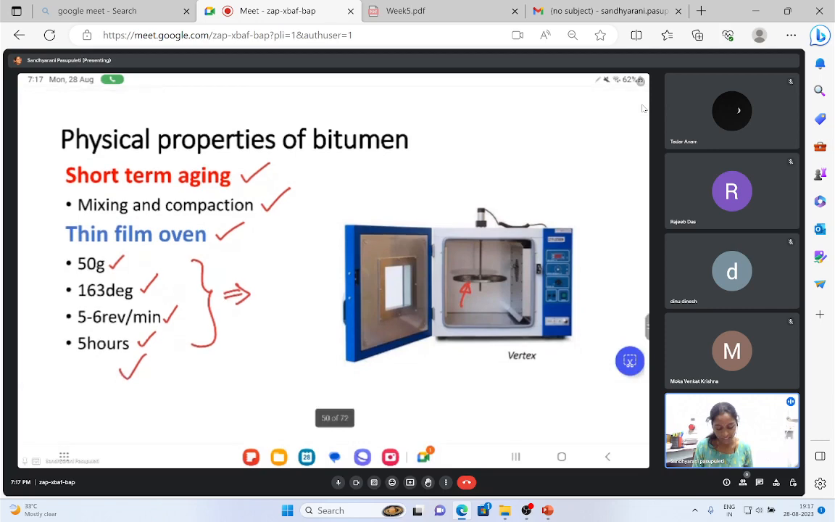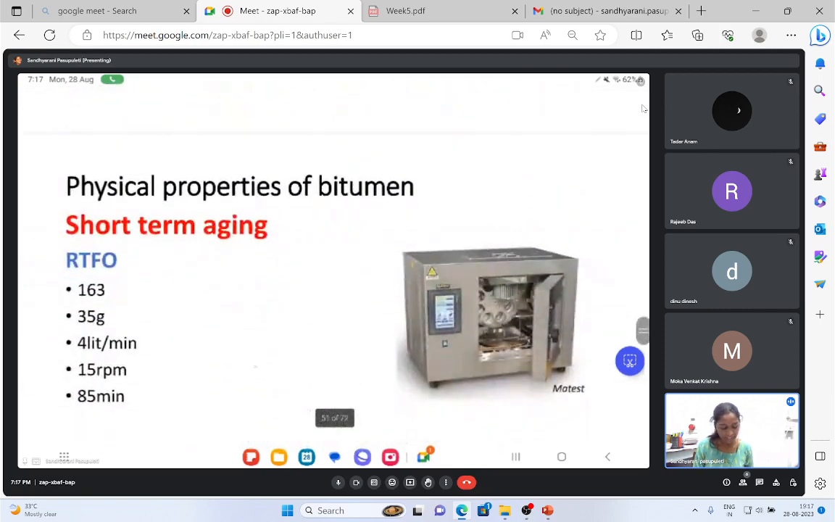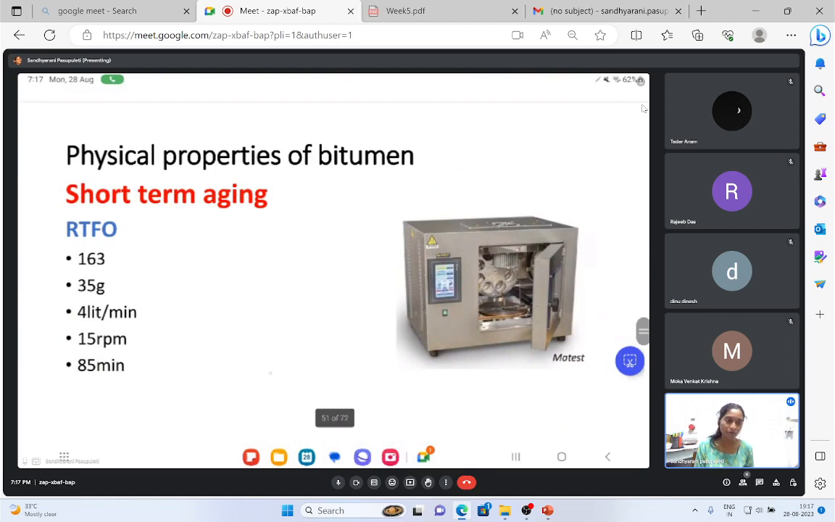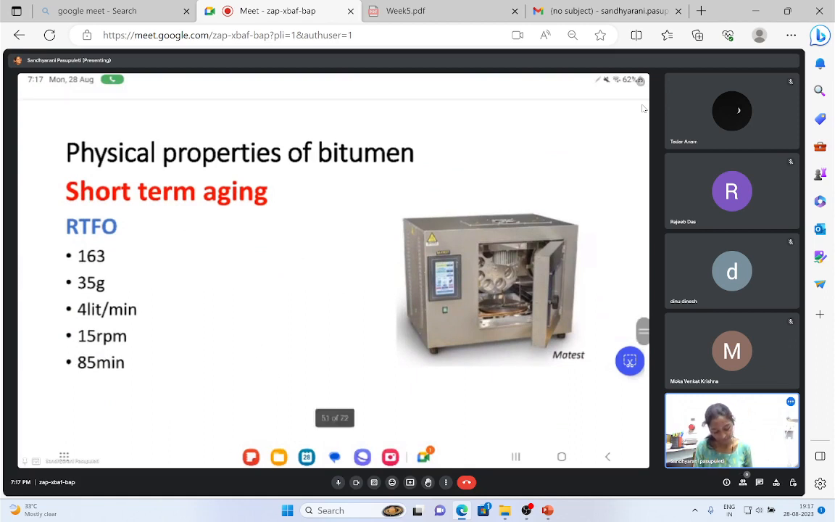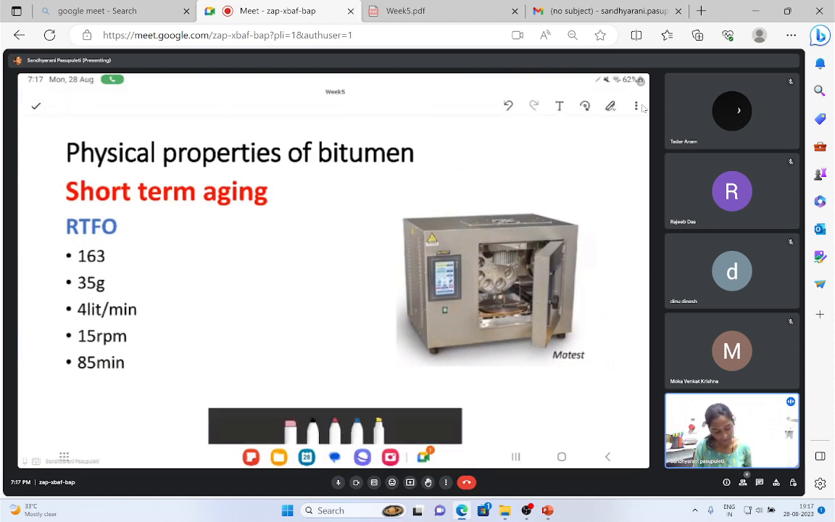So the thin film oven is one of those processes. In addition to the thin film oven, we cannot every time wait for 5 hours to understand the short term aging. That's when another form of thin film oven test is used, the RTFO, which is nothing but the rolling thin film oven. The difference is here you will have rolling bottles. So you fill the bottle with around 35 grams of bitumen. It coats like a thin film around the glass surface.